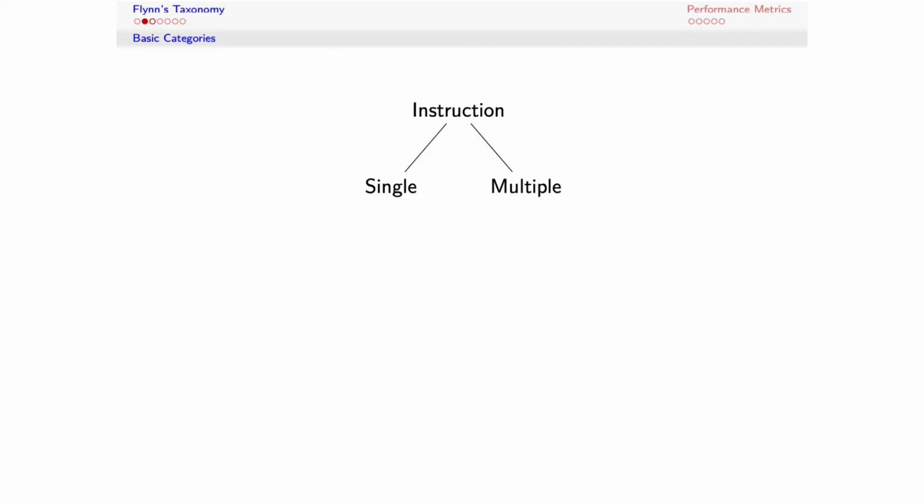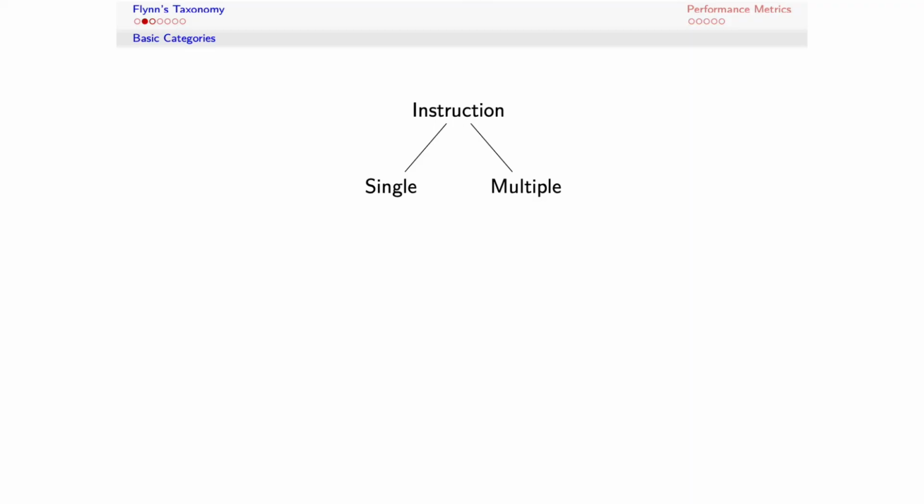Flynn's Taxonomy is a time-honored way of categorizing the architectures of parallel and distributed machines. It splits things into two different dimensions: the instructions that are being executed and the data that are being processed. From the instruction point of view, we can have either a single instruction operating at a time or multiple instructions operating simultaneously.